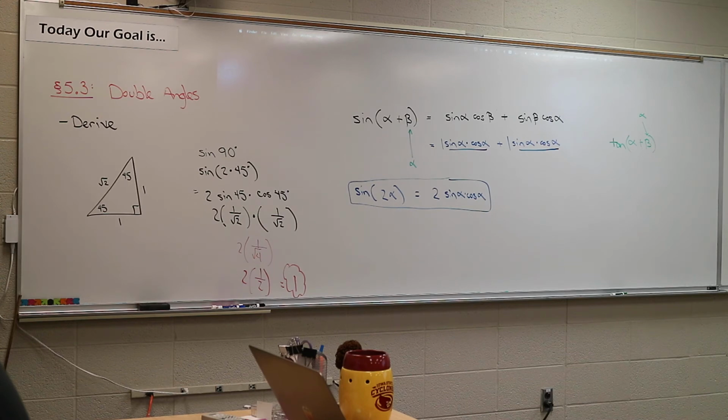It's 2 tan alpha equals 2 tan alpha divided by 1 minus tan squared alpha.